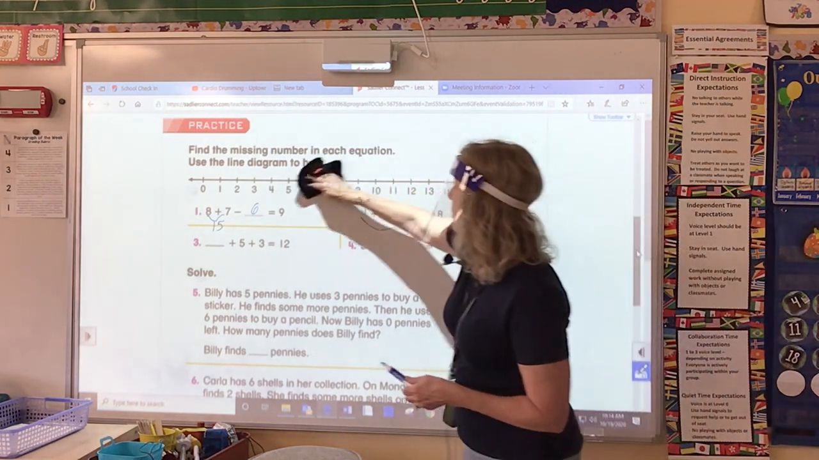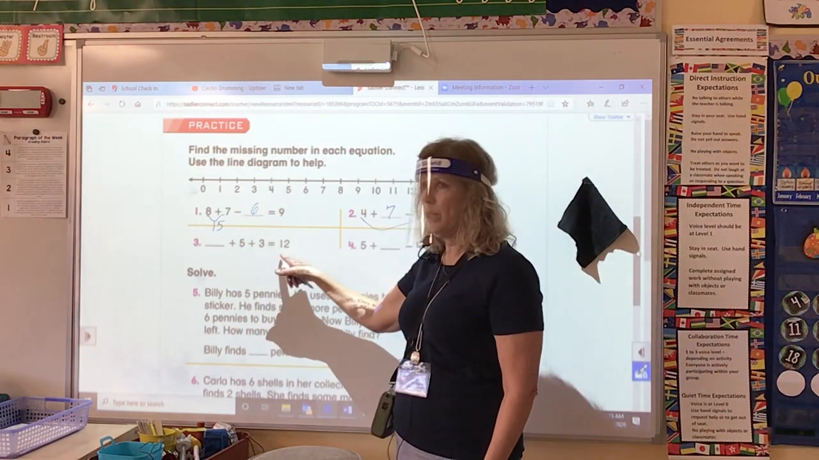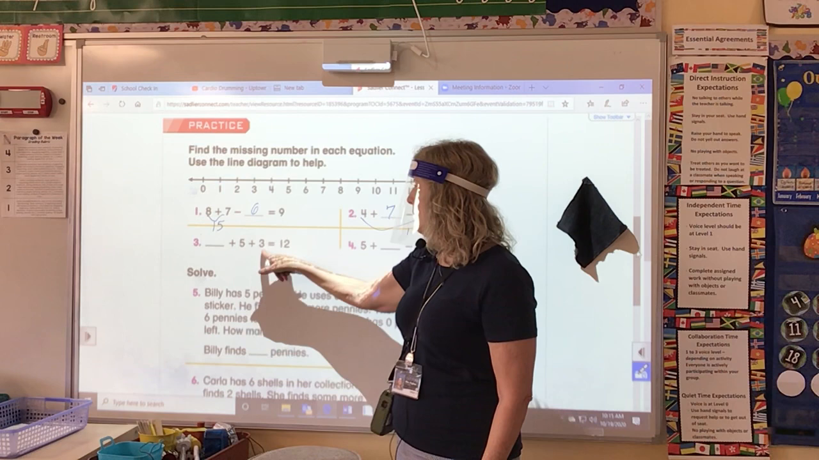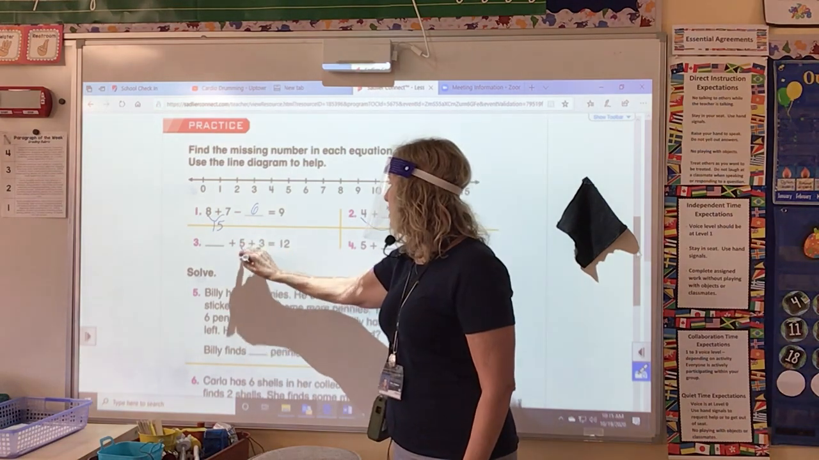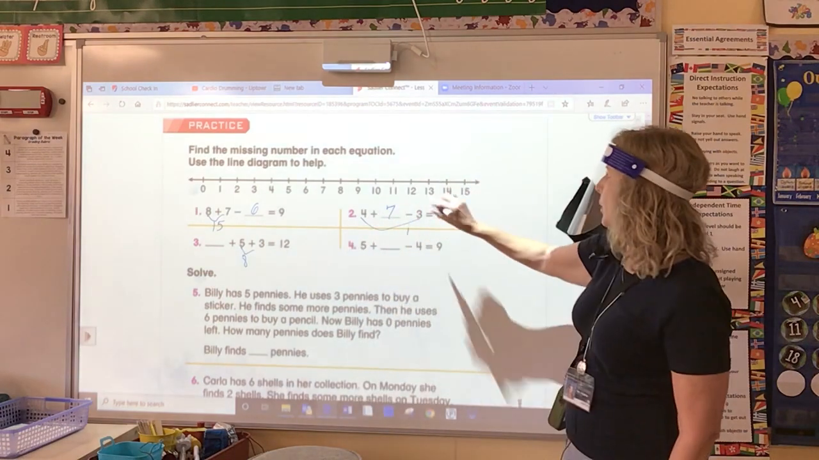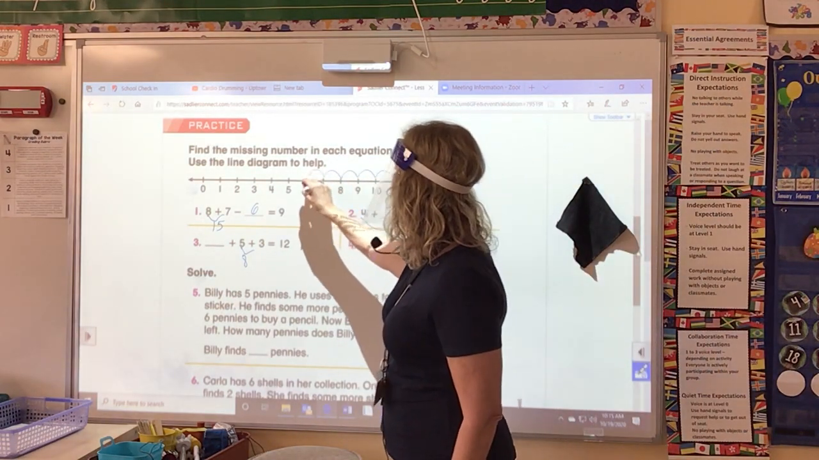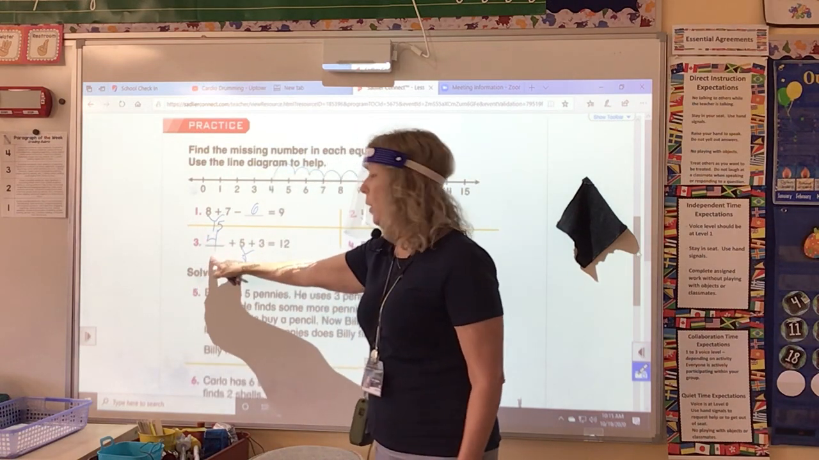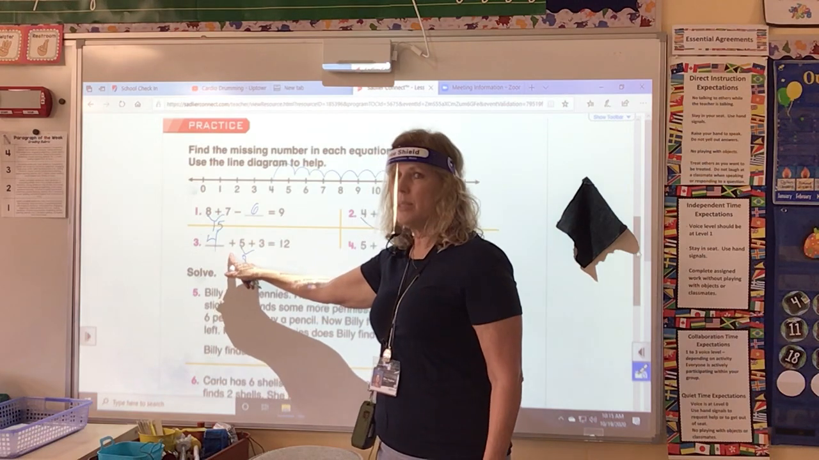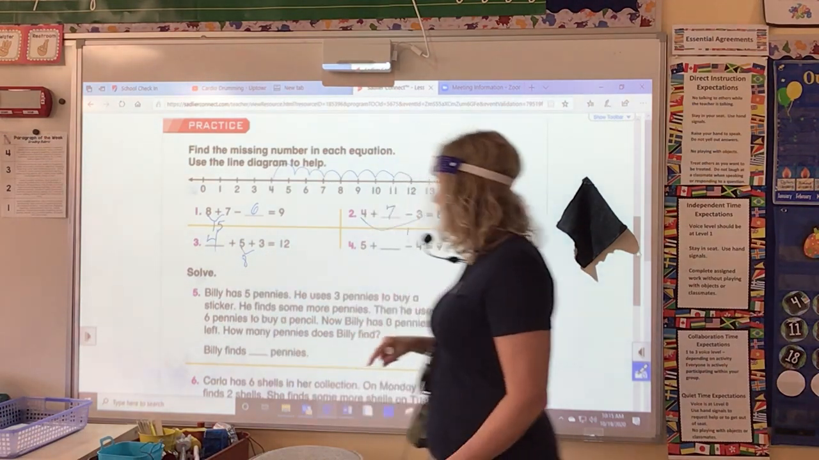All right, number 3. Blank plus 5 plus 3 equals 12. So what does 5 plus 3 equal? 8. So we're gonna start at 12. We're going to count back 8. 1, 2, 3, 4, 5, 6, 7, 8, which gives us 4. 4 plus 5 equals? 9. Plus 3 equals? 12. There you go.